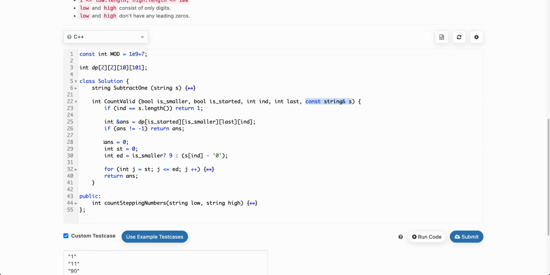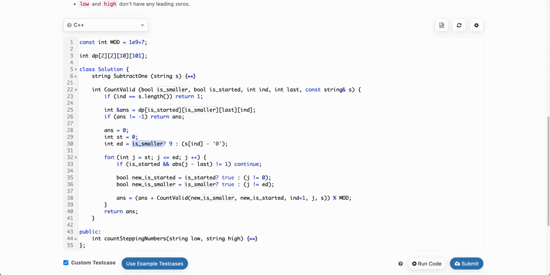So inside this we are doing the exact same thing. We are finding out ed, which is based on is smaller. Basically, whether there is already a non-matching digit or not, and inside this we are iterating over everything between st and ed. And as discussed, this is the condition to skip a current number. Basically we need to check if it is already started. If it is started, we have to make sure that the difference between adjacent digits is not 1, and then we will update the is started and is smaller based on their respective criteria and add it to the result and continue.